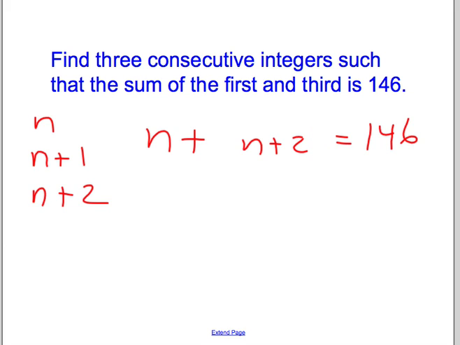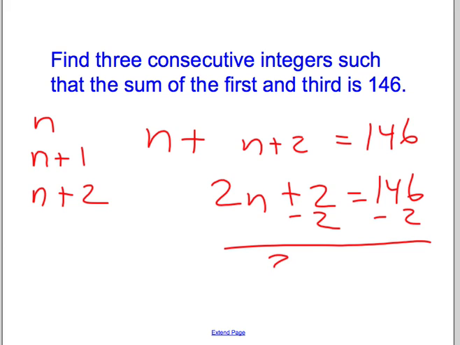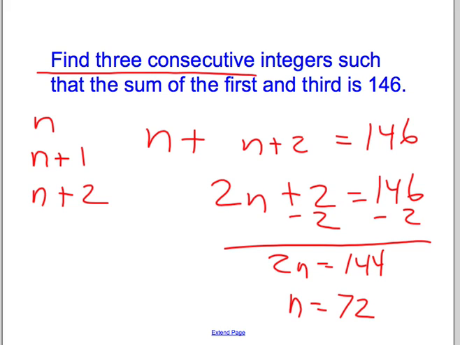Now simplify. N plus n, 2n. Plus 2 equals 146. And we're just solving then at this point. Subtract 2. 2n equals 144. N equals 72. Am I finished? Not quite, because it said to find 3 consecutive integers.